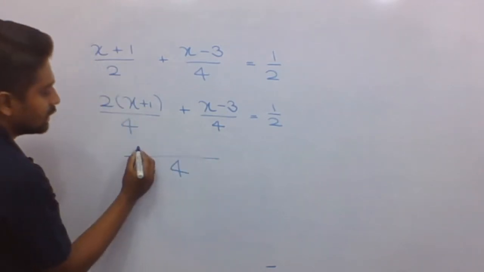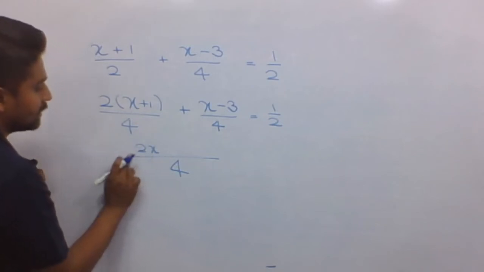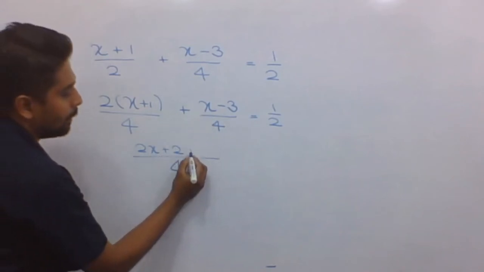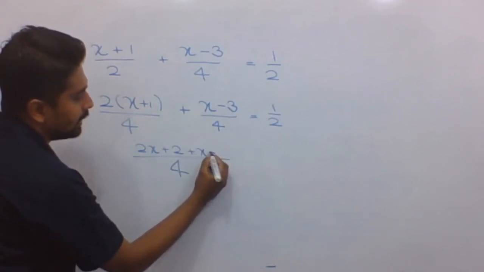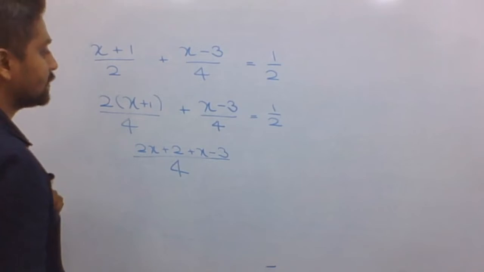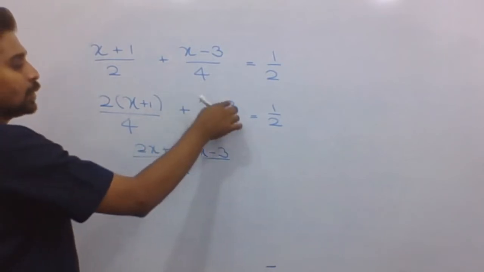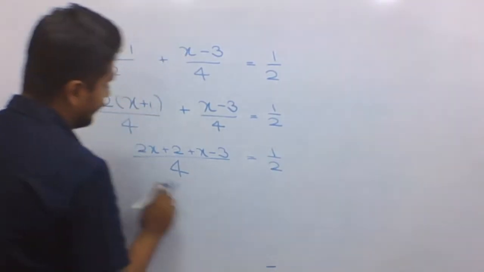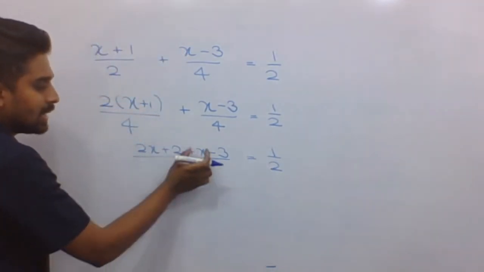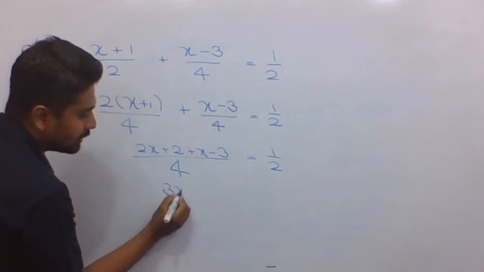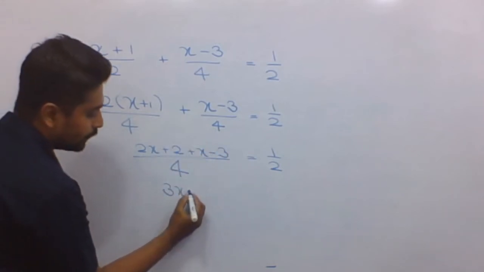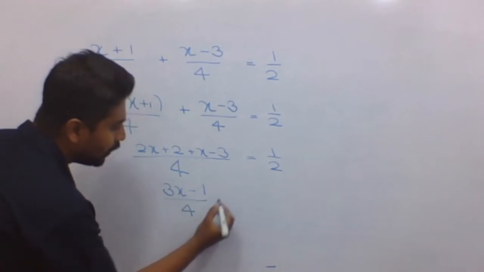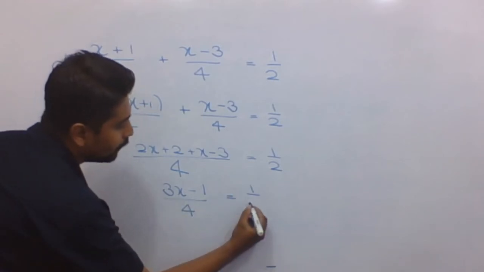So 2 times x, 2x, 2 times 1 it is plus 2, then plus x minus 3. Right? Plus x minus 3. Plus into x plus x plus into minus 3 minus 3. So this is what? 1 over 2. Right? Again we can simplify. Plus 2x and plus x, it is what? 3x. Plus 2 and minus 3, it is minus 1. Right? Then over 4 equal 1 over 2.